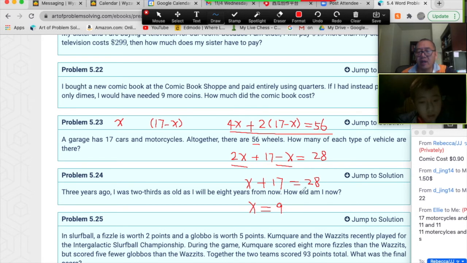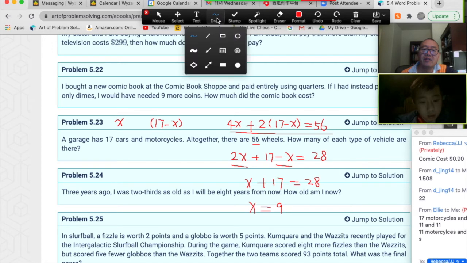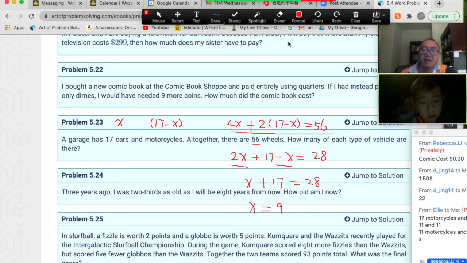Wait, not 9, 11. 28 minus 17 equals 11. Yeah, 11, that's the number of cars. Then motorcycles, that's 17 minus x. This will equal 6. 17 minus 11, 6 motorcycles.